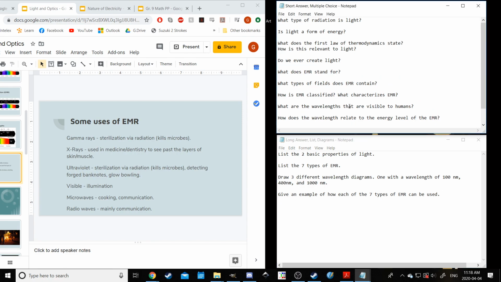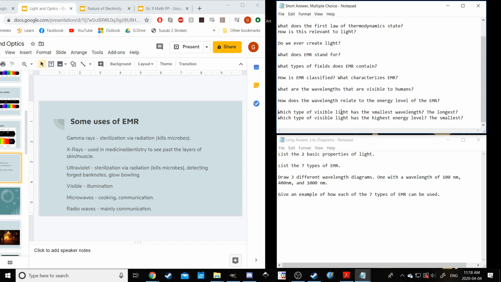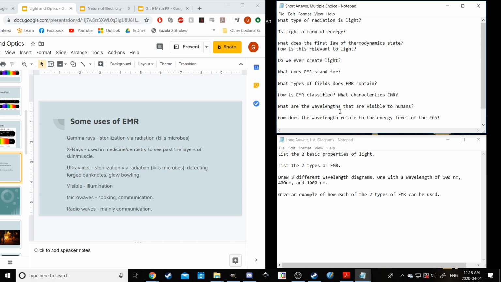So I've created questions for this entire lecture, and when I go to study these things, what I'm going to be doing is basically having this lecture open, but not looking at it. And I'm going to go through every question. So what type of radiation is light? And I would say, oh, I remember this one. It's electromagnetic radiation. So then I would say, okay, I'm done that one. I know it. No problem. I can move on.